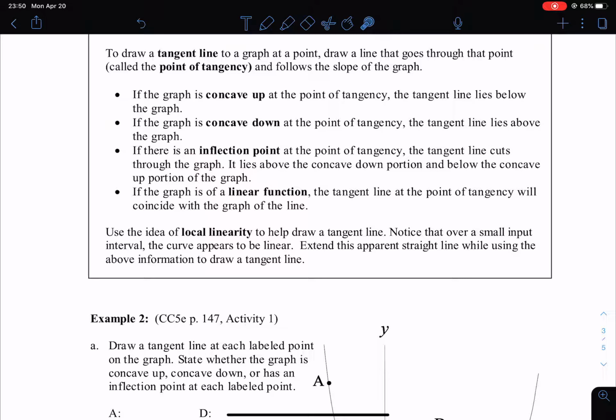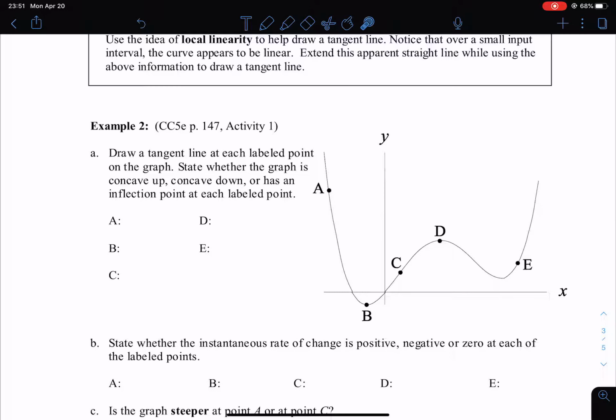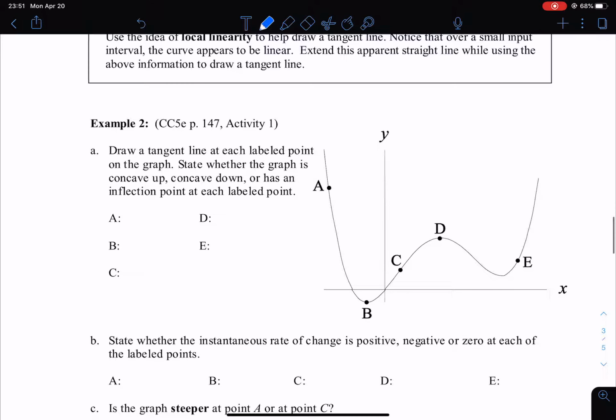So the third case is, if the function has an inflection point, then you have to make sure the tangent line cuts through the graph. That means half of it above, half of it below. If the function is a linear function, it is just a line, so the tangent line is just the function itself. So for example, point B is concave up, so the tangent line is just below. Point A is also concave up, so the tangent line is just below. But for point D, concave down, so the tangent line is above.